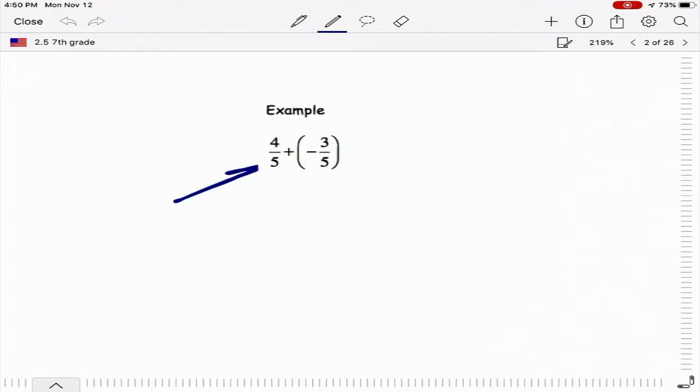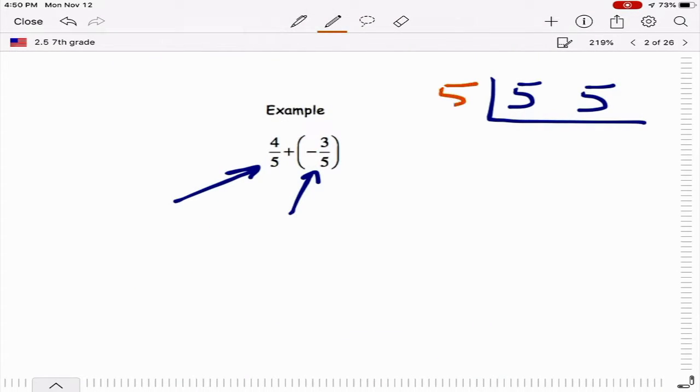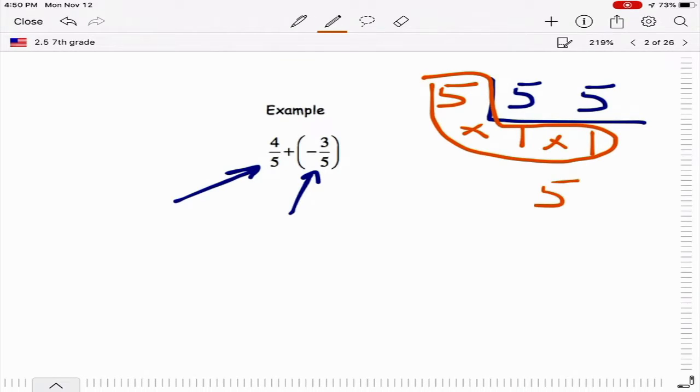Well, we have great news here. Denominators are already the same. You can still use that birthday cake method that we talked about earlier in the school year. I put both 5s inside the birthday cake. I pull out a 5. 5 goes in 5 ones. 5 goes in 5 ones. And then make that L shape for the LCM, right? We're finding the LCD. And 5 times 1 times 1 is 5.